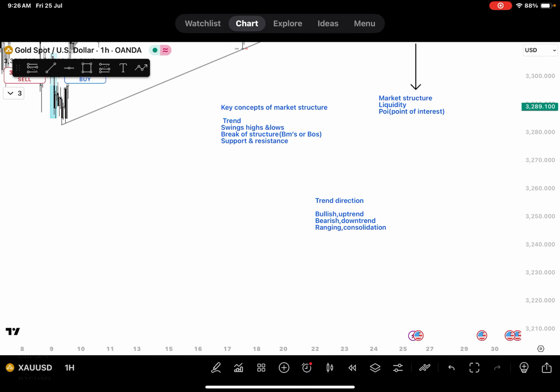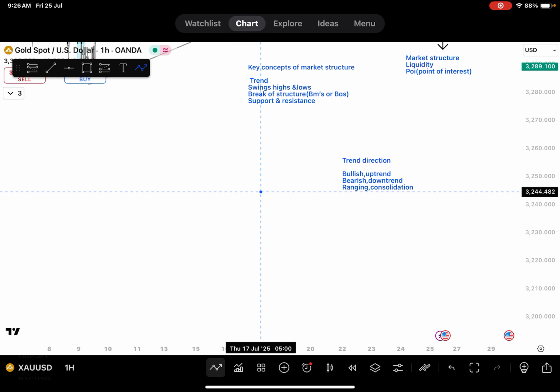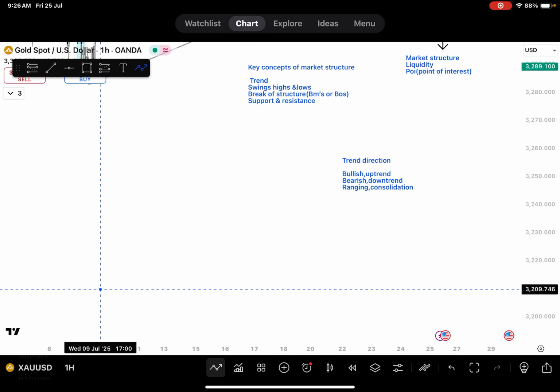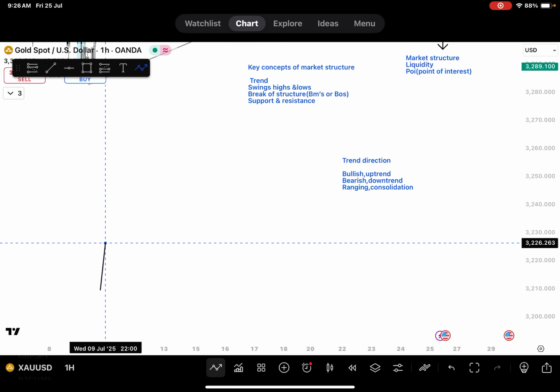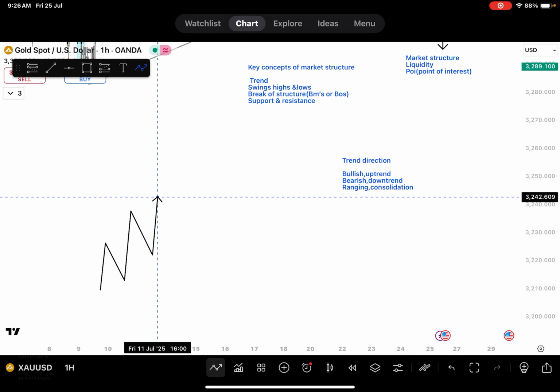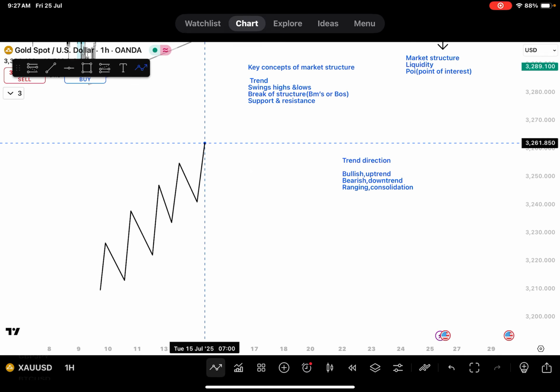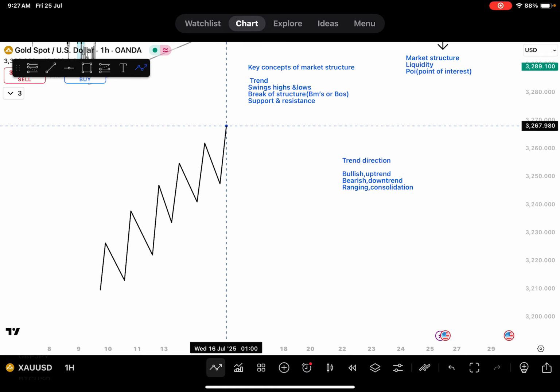Now, a practical example of what an upward trend is, which is the bullish. A bullish trend consists of higher highs and higher lows, higher highs, higher lows, higher high. You get me?